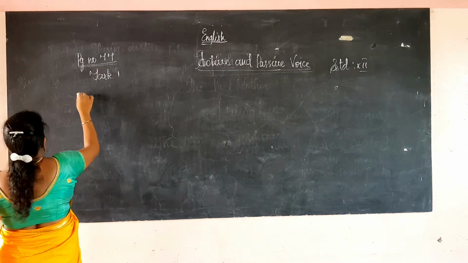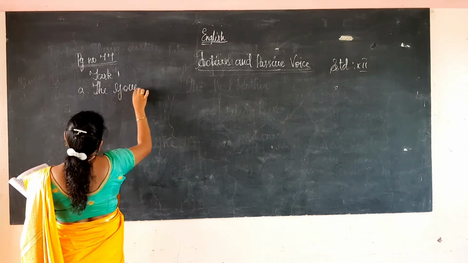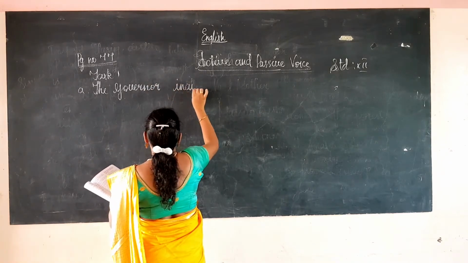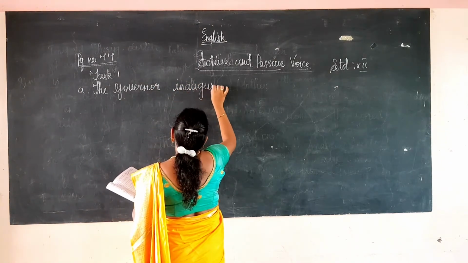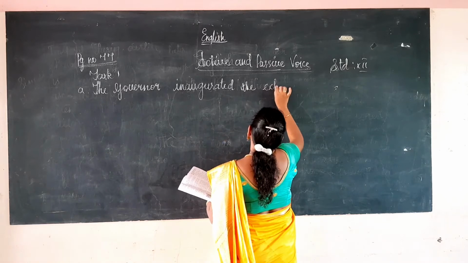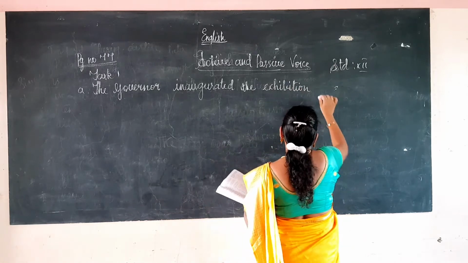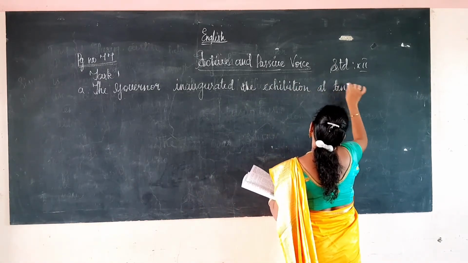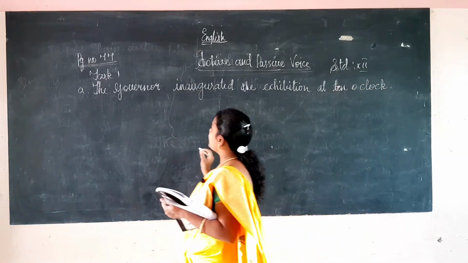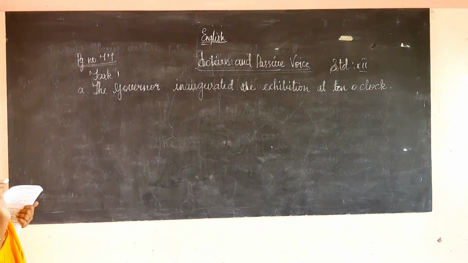The first is A. The question: the governor inaugurated the exhibition at 10 o'clock. Okay, the governor inaugurated the exhibition at 10 o'clock. This is the sentence. We have to change this into a passive form.